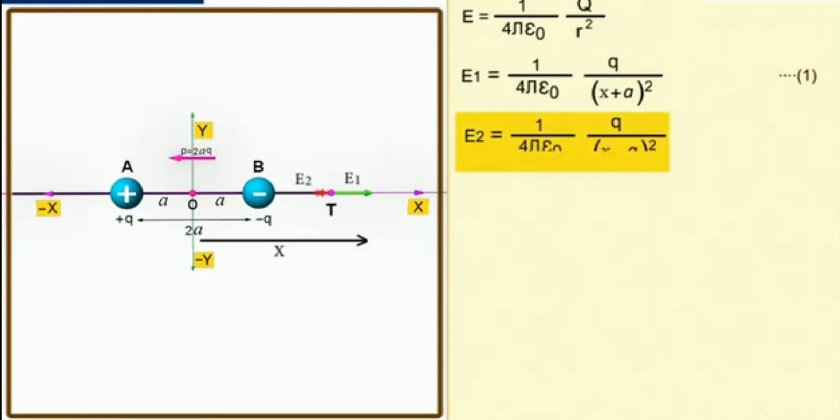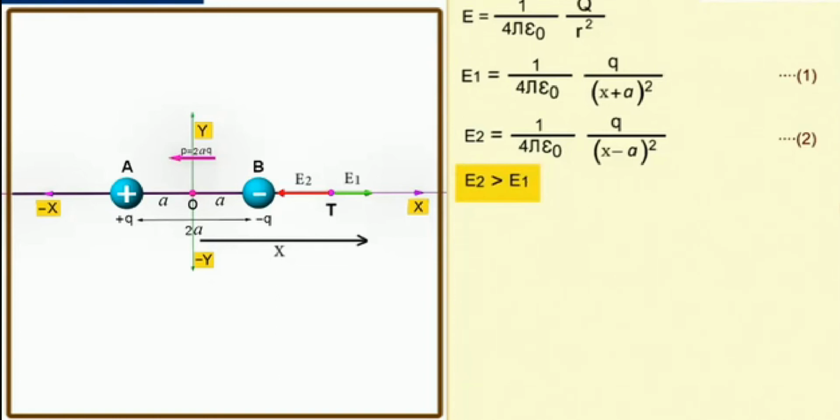The magnitude of the electric field strength E2 due to the charge -q is equal to 1/(4πε₀) × q/(x-a)². Let us label it as equation 2. The direction of this electric field is in the direction of the dipole moment. Point D is nearer to the charge -q than the charge +q. As the distance of the point D from -q is lesser than that from +q, the magnitude of the electric field strength E2 is greater than E1.